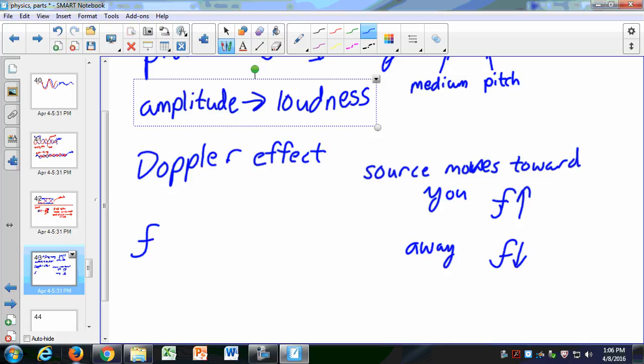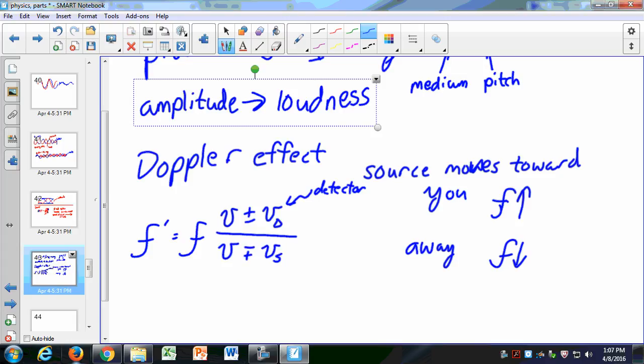It looks like this. The frequency, this is the frequency that you perceive, is equal to the actual frequency times the speed of the wave plus or minus the speed of the detector, divided by the speed of the wave minus or plus the speed of the source.